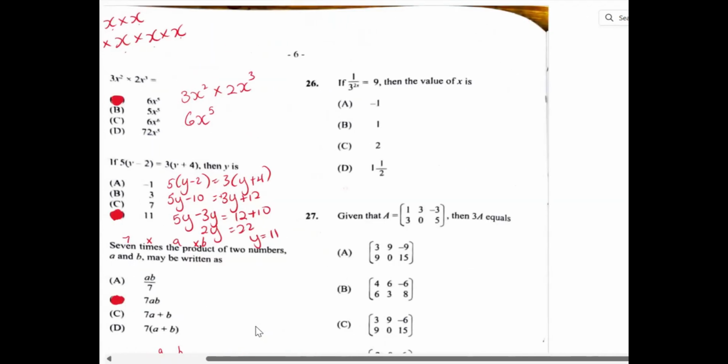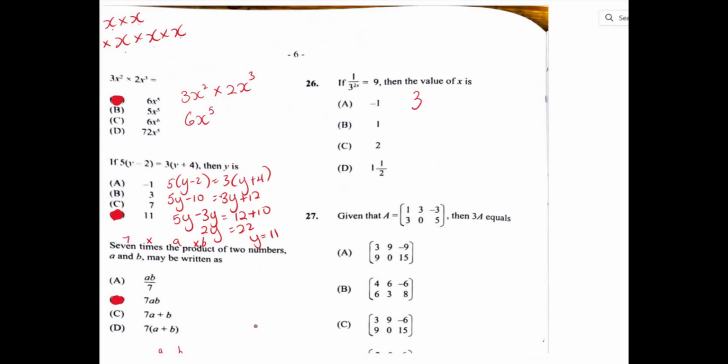Number 26. If 1 over 3 to the 2x is 9, then the value of x is. Now, I know how to work this mathematically, but again, this is another question where you can substitute each answer and see which one gives you the 9.